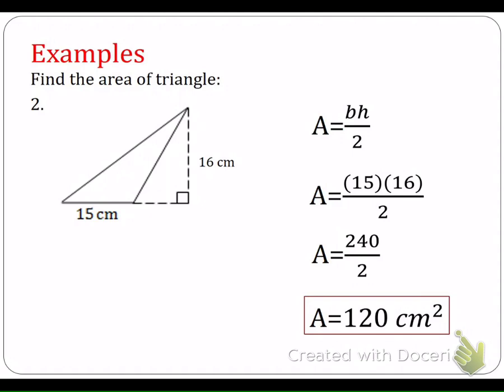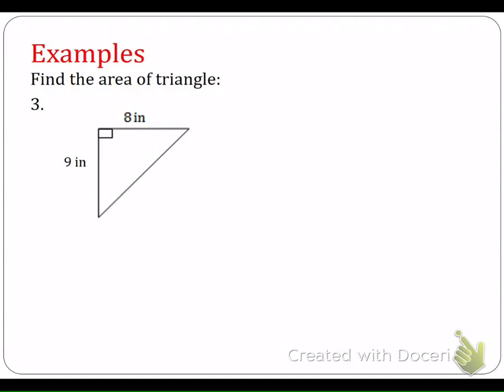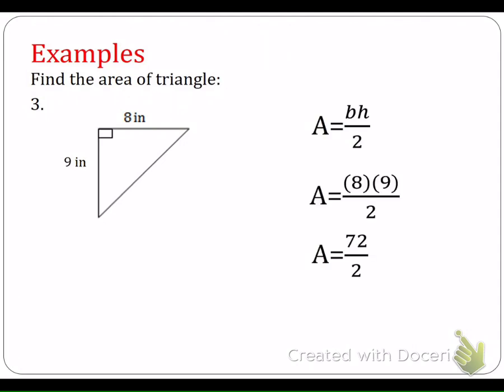Questions? Number 3, the base and height are both sides of our triangle. That's great news. What am I going to do? Yeah, I'm going to multiply those. I'm going to divide that by 2. So 72 divided by 2 is 36 square inches.